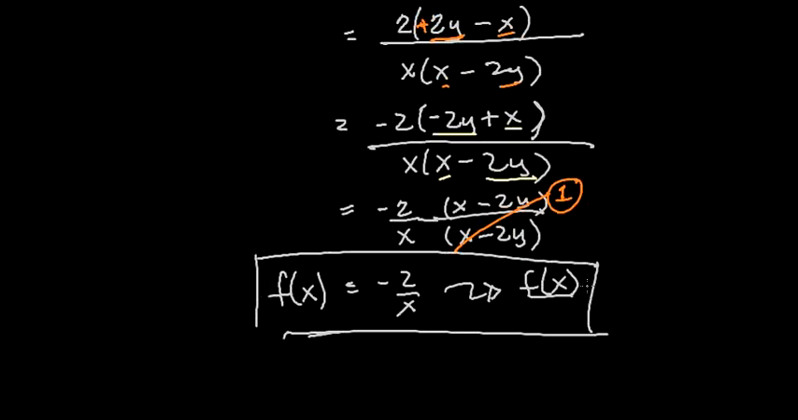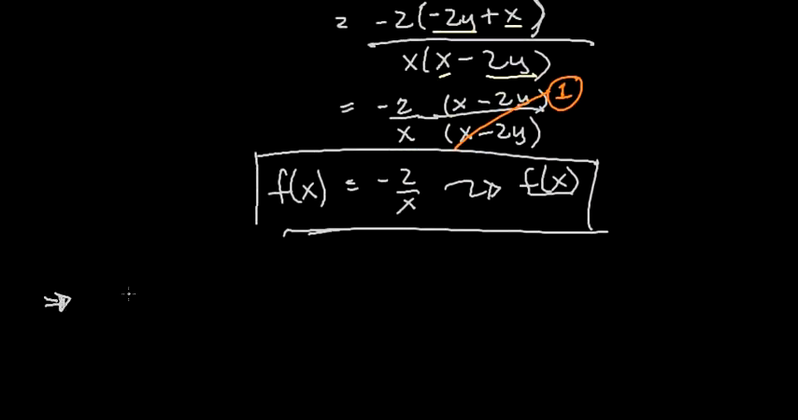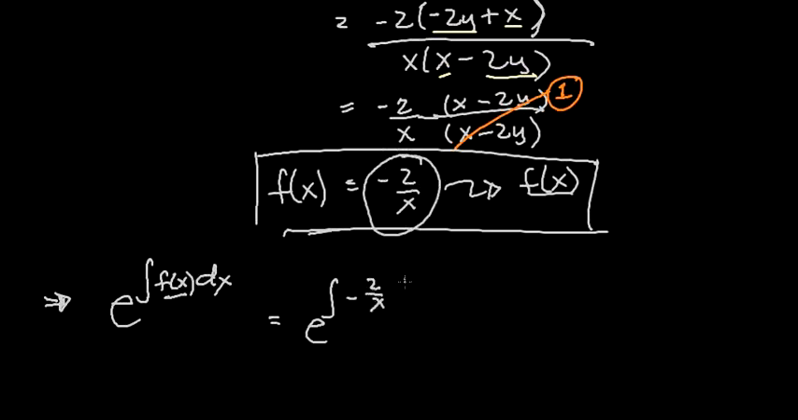This is a purely function of x alone, negative 2 all over x. So if we have a purely function of x after evaluating this using this equation, our integrating factor now is, how can we find? Integrating factor is e to the integral of f of x dx, right? And it is now equal to the integral of our f of x here, negative 2 all over x dx. Okay, then by getting the integral of this negative 2 over x, we have negative 2 ln of x, right?